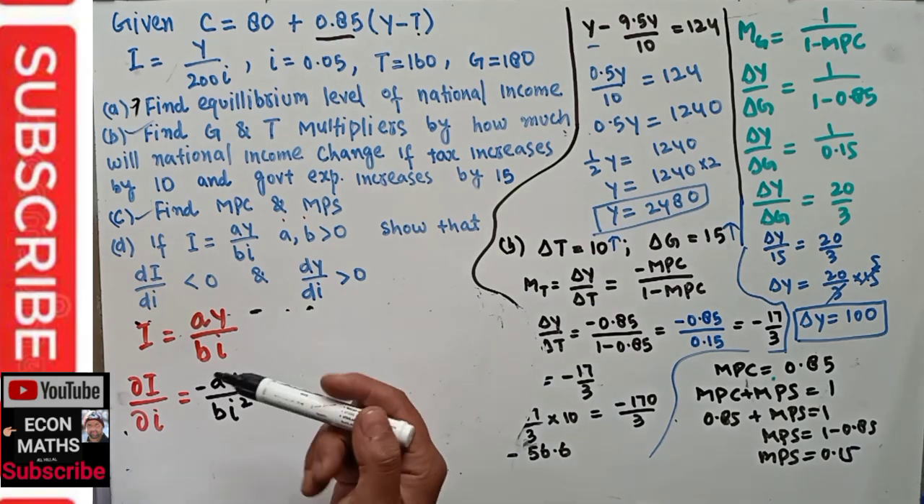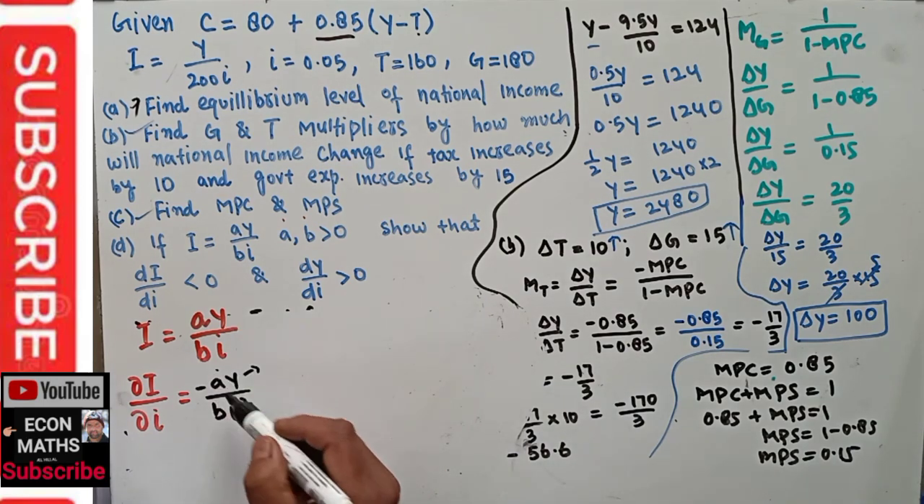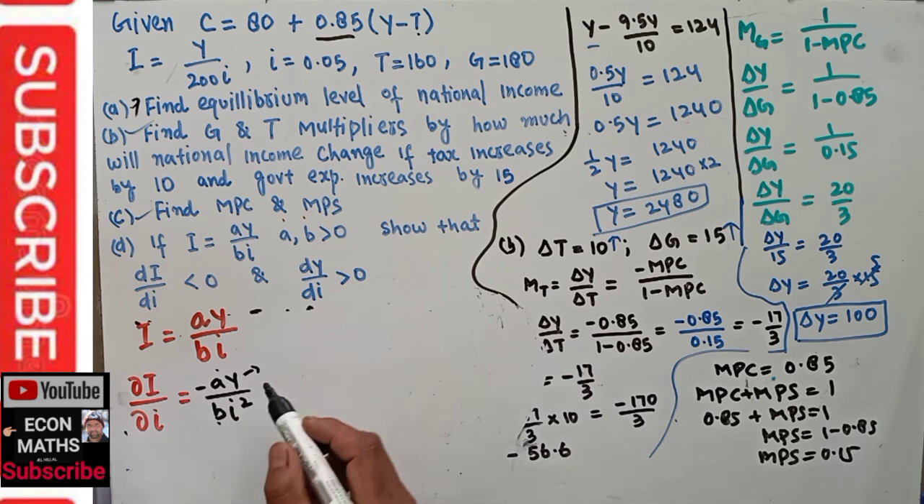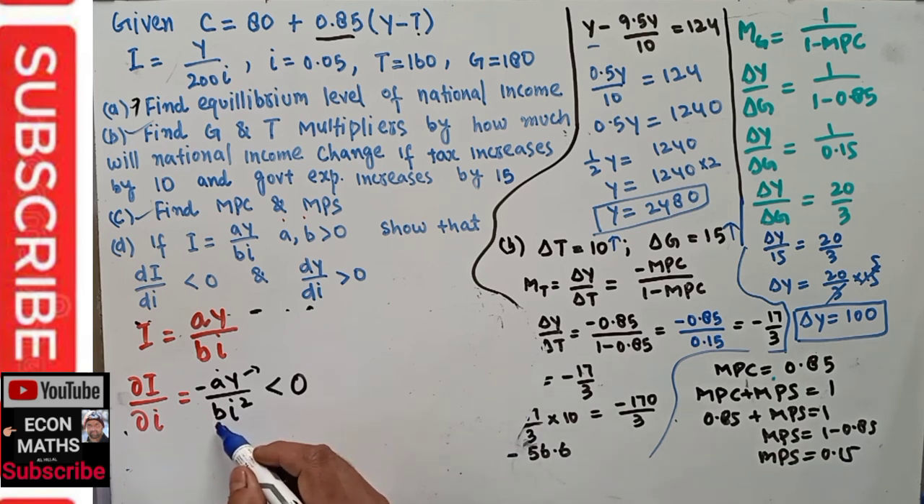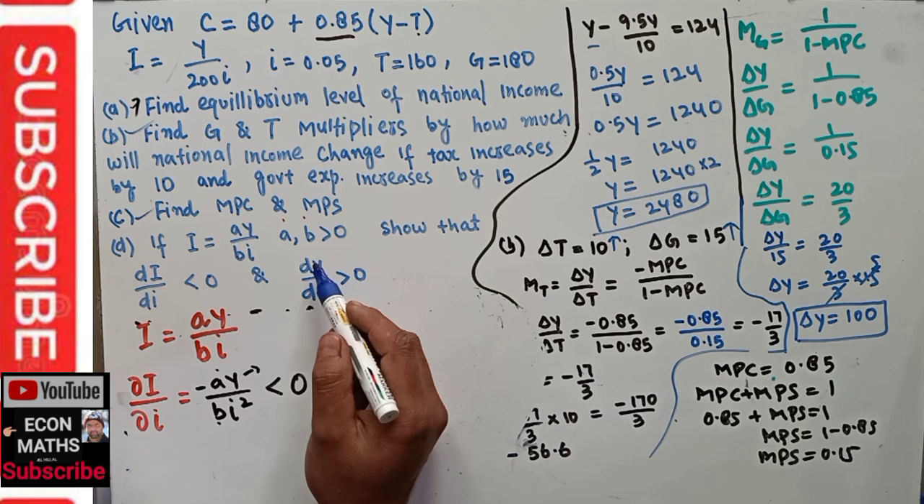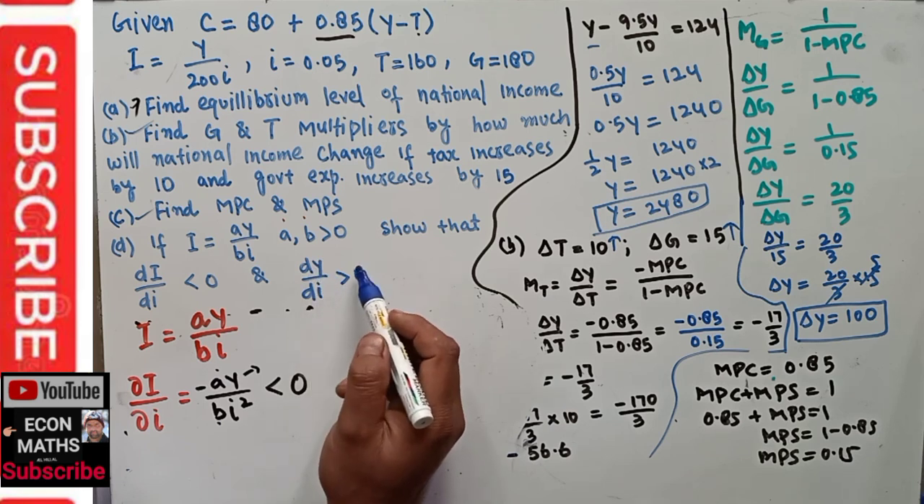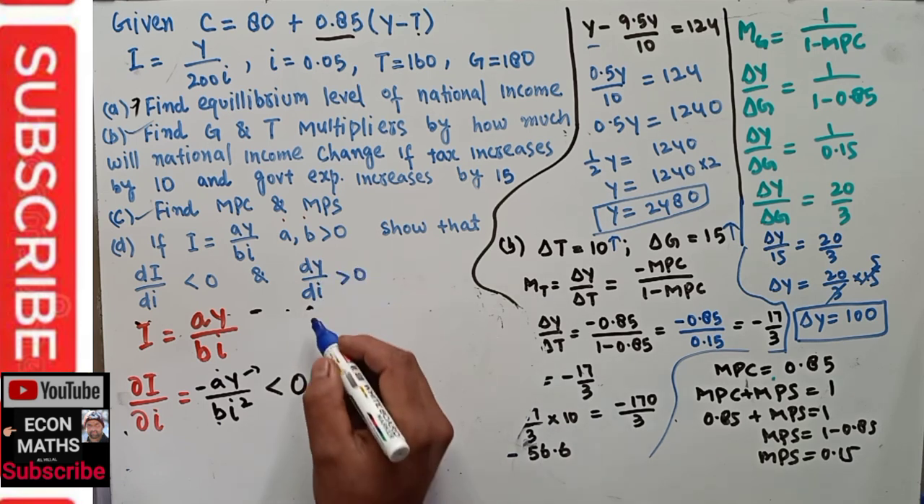Now here you can see income is positive, a is positive, b is positive. That means since we have a negative sign, this whole term will be negative. Okay, interest rate is positive, b is positive, a is positive, y is positive, but since we have the negative sign, it will be negative here. Symmetrically, we are being told to find out the change in income due to change in the interest rate. It should be greater than 0.